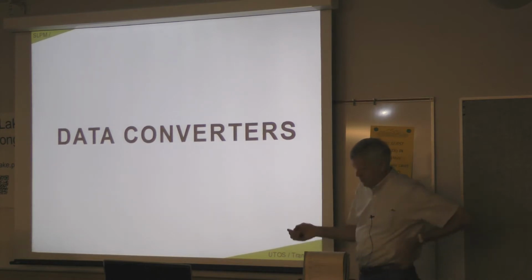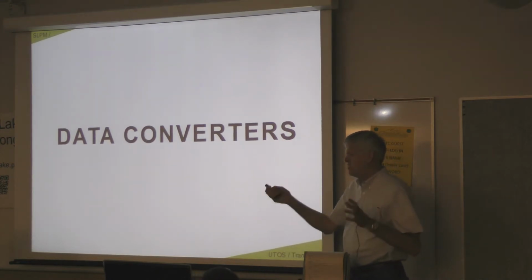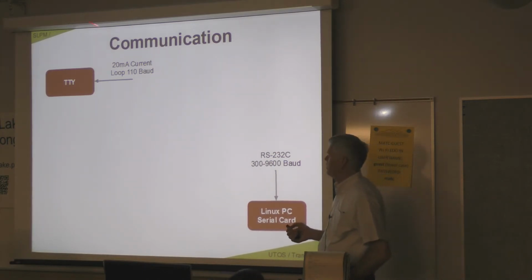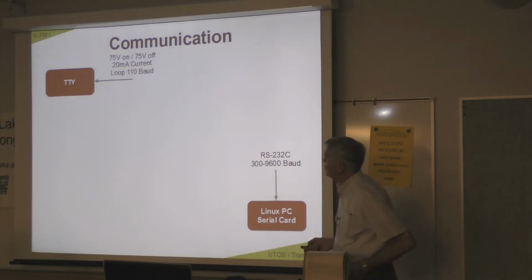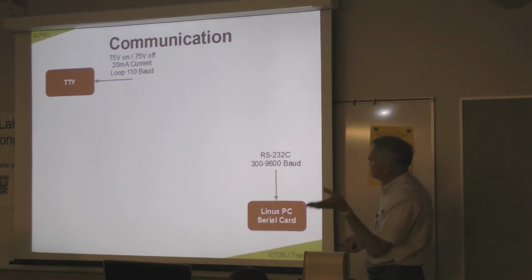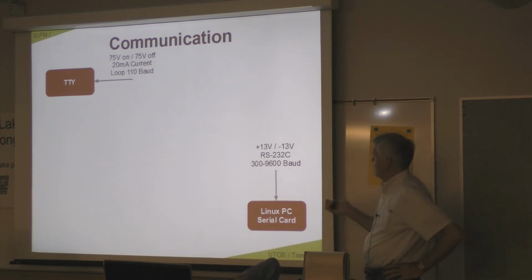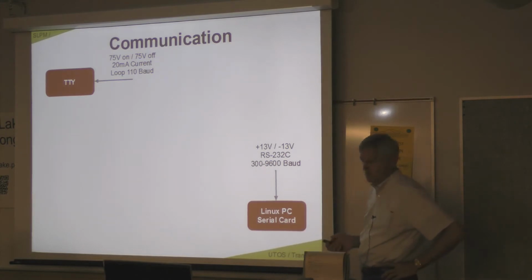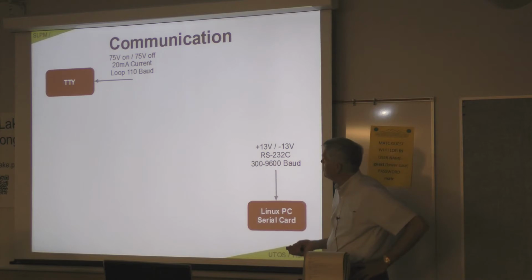So let's talk a little bit about the data converters. We got these machines, they're now running, they're working. We now got to get to the internet somehow. So the teletypes talk in 20 milliamps current loop. So you have 75 volts, let's say, on and off with 20 milliamps. It's either on or off. With RS-232, you have a plus or minus voltage swinging between minus and positive. So we got to get to those. Plus, we have a speed change. We got 110 baud here. We want to go 300 or 3600 or 9600 here.